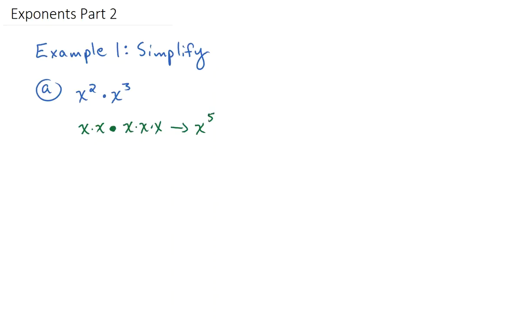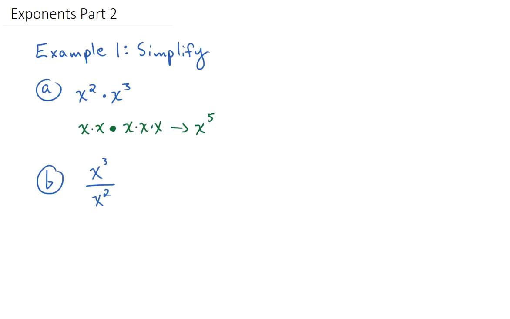And that's basically how it's going to work, is if you have things that have the same base, so here our bases are both x's, and they're being multiplied, then we can just total up their exponents, because that's the total number of those bases that are being multiplied.